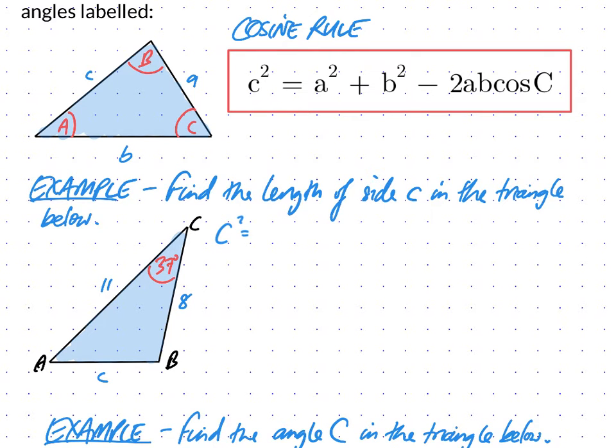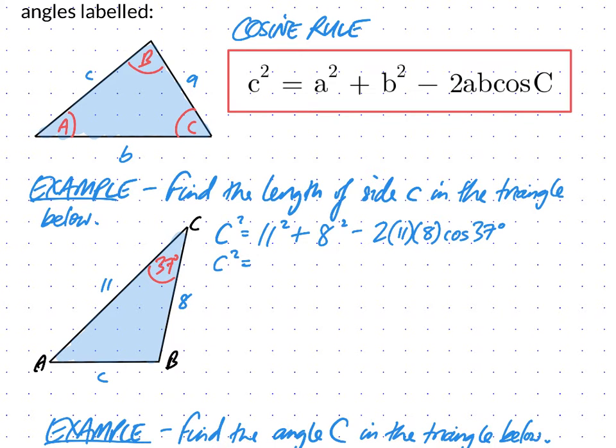That's the strict thing. So I'm going to make A, just the one on the left, 11 squared. I'm going to make B, the one on the right, which is 8 squared, minus 2 lots of A, which is 11, times B, which is 8, times the cosine of C, which is 37 degrees.